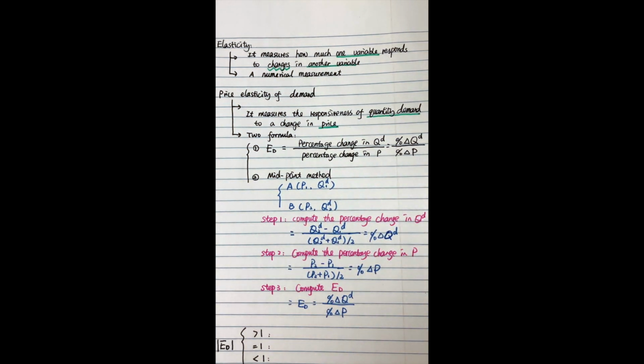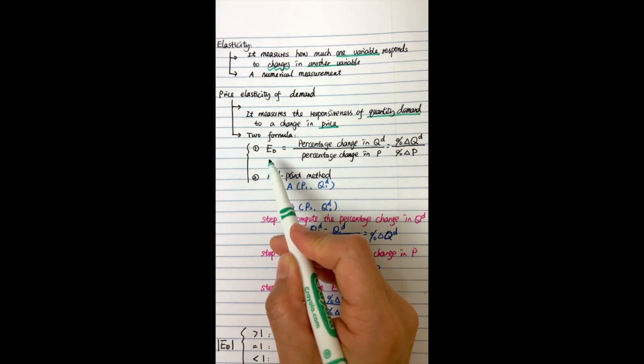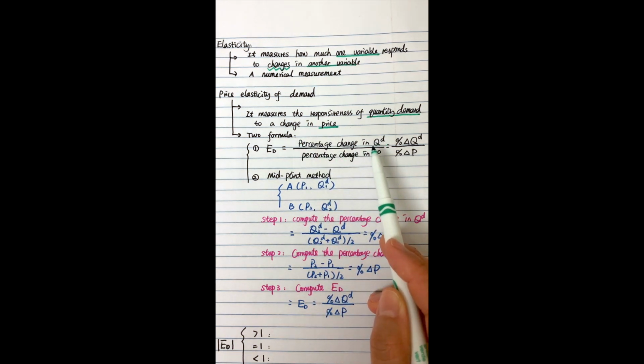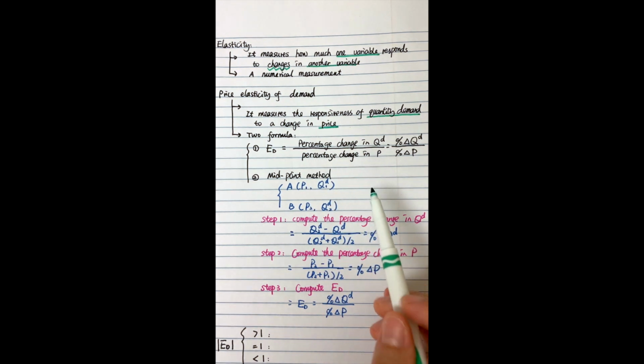And there are two formulas in our textbook that show how to compute the price elasticity of demand. The first one is this one, okay? We always use E subscript D to represent price elasticity of demand. It will equal the percentage change in quantity demanded, divided by the percentage change in price. And most of the time, I like to write delta to represent the change. So that will be the first formula: the percentage change in quantity demanded divided by the percentage change in price.